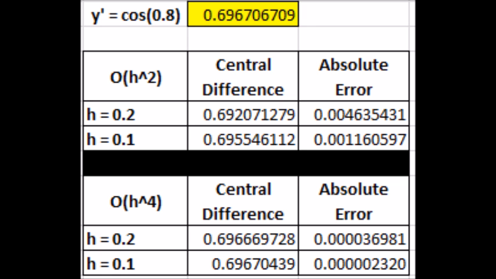Here I have summarized the data in a table. We already looked at the absolute error for second-order central difference. This time, let's look at the absolute error for fourth-order central difference. Remember, the exact value is the number highlighted in yellow at the top of the screen. First of all, the error is much smaller for fourth order than it is for second order. Also, if we reduce our spacing h by a factor of 2, from 0.2 to 0.1, the error is reduced by a factor of 16. This is because 2 to the fourth power equals 16.